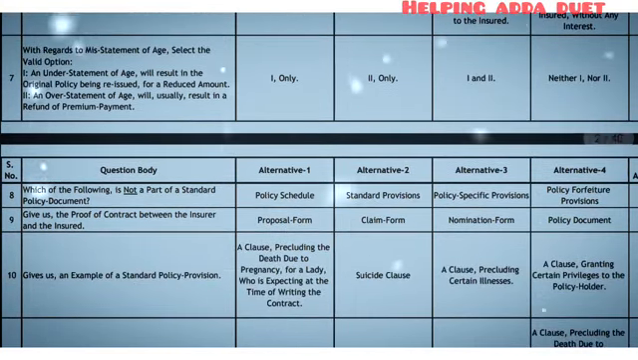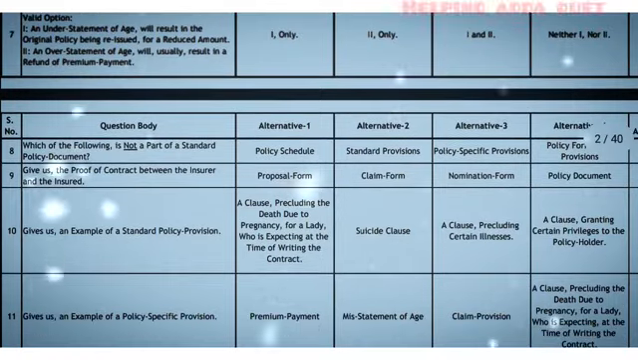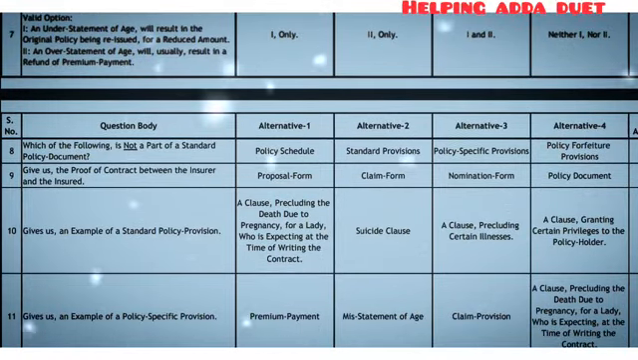Number 8. Which of the following is not a part of standard policy document? Policy forfeiture provision is the correct alternative. Question number 9. Give us the proof of contract between insurer and the insured. The proof of contract between insurer and insured is policy document. So the answer is alternative 4.